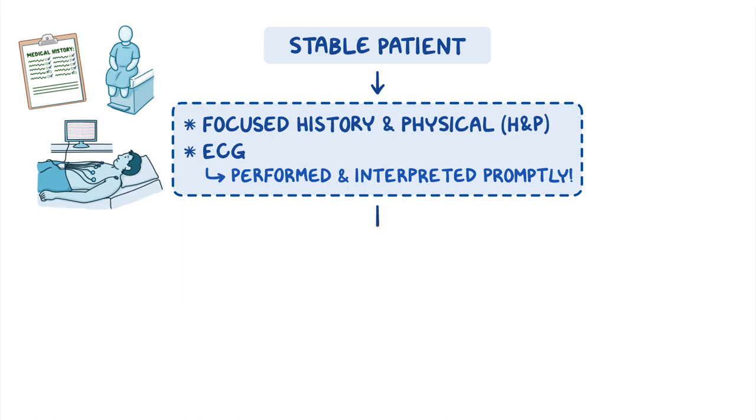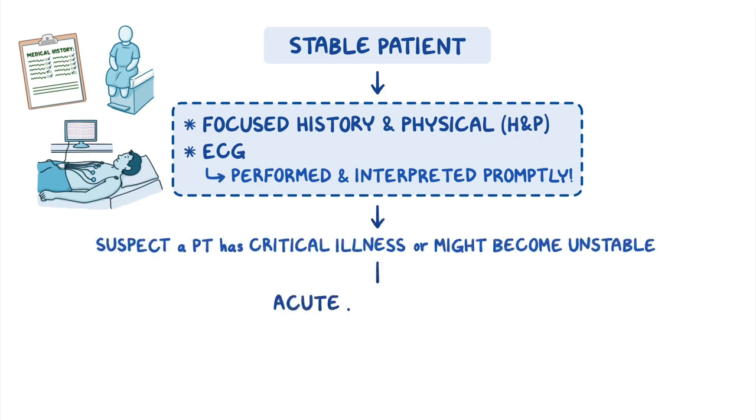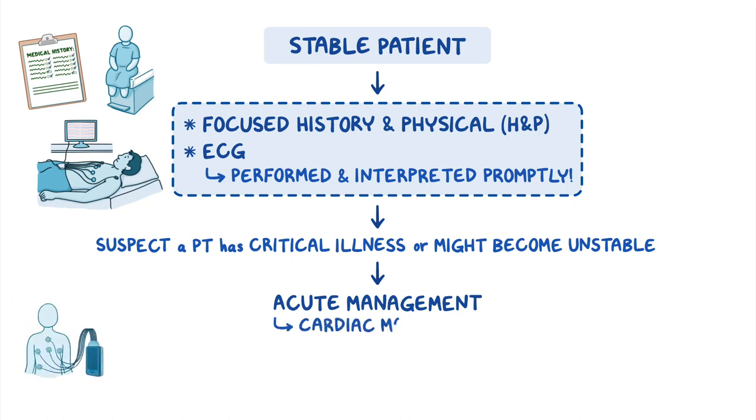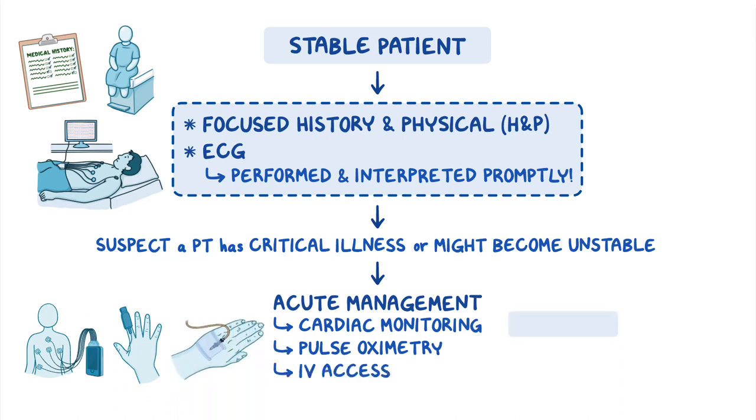At the same time, if you suspect the patient has a critical illness or might become unstable, acute management will be required. First, place them on continuous cardiac monitoring with pulse oximetry and establish IV access. If they're hypoxemic, you should also provide supplemental oxygen.